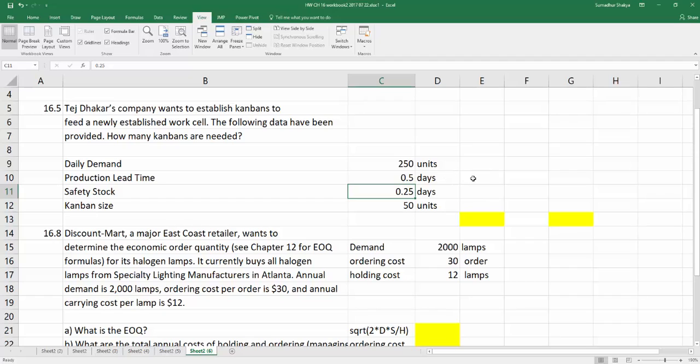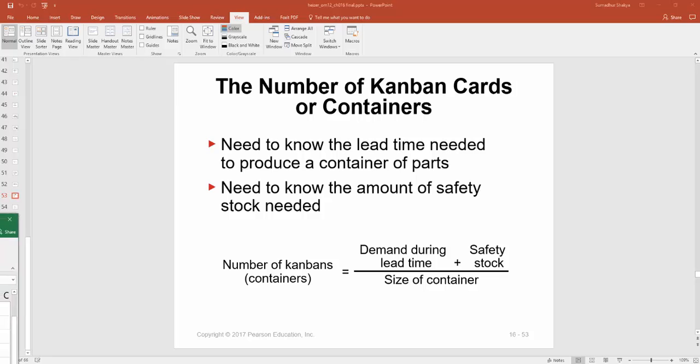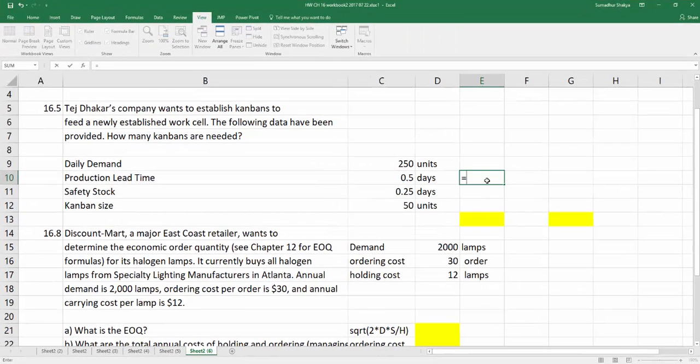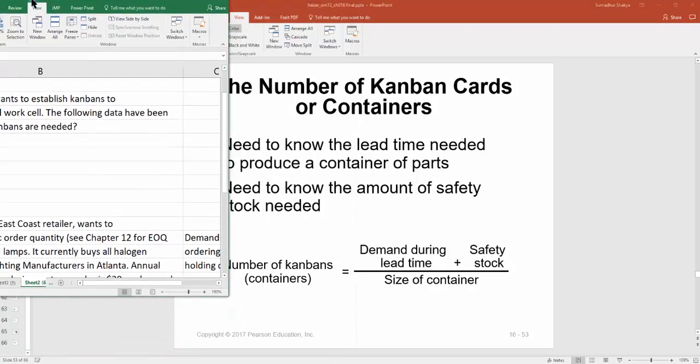Okay, so let's bring everything into the same units. First of all, based off of the demand during lead time and safety stock, let's convert this: production lead time times 250 units, that's about 125 units. And the safety stock of a quarter of a day translates into 62.5 units. So we are talking about a total of this plus this as 187.5. That becomes our numerator here.